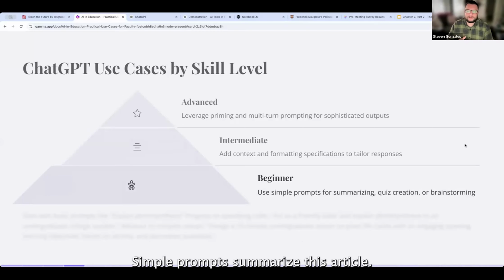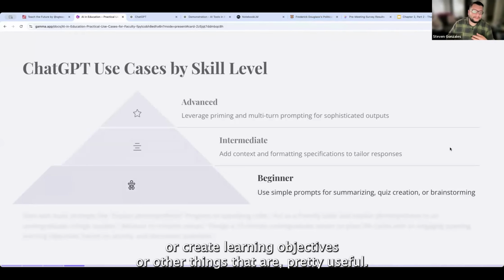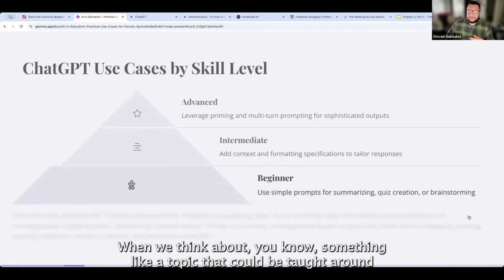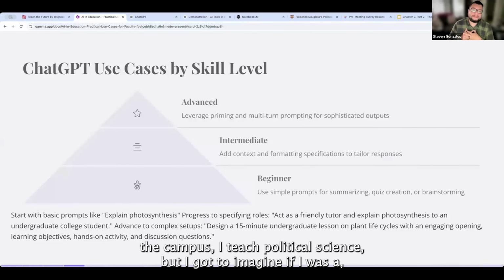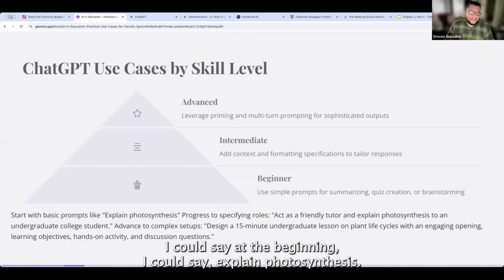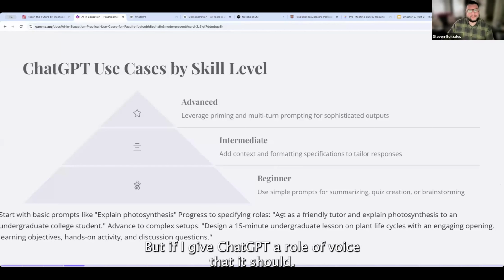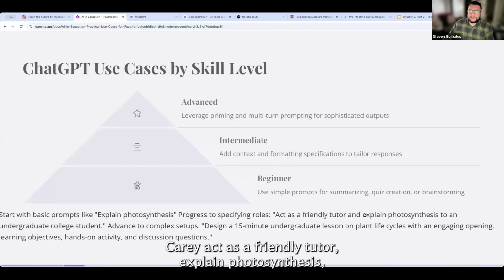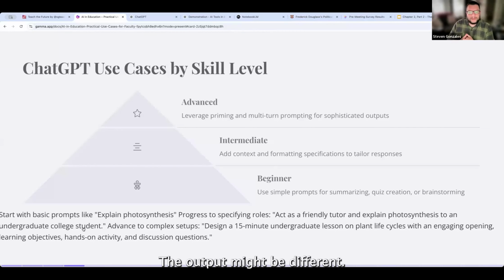And then I'm sure we're all familiar with the beginner aspects. Simple prompts: summarize this article, help me write a quiz, help me brainstorm or create learning objectives, or other things that are pretty useful. When we think about a topic that could be taught around the campus, I teach political science, but I have to imagine if I was a biology instructor or a high school science teacher, I could say at the beginning, explain photosynthesis. That'd be great. But if I give ChatGPT a role, a voice that it should carry, act as a friendly tutor, explain photosynthesis, and recognize the audience, an undergraduate college student, the output might be different.